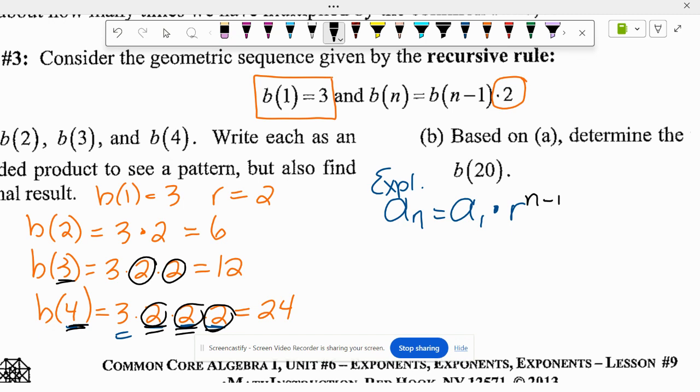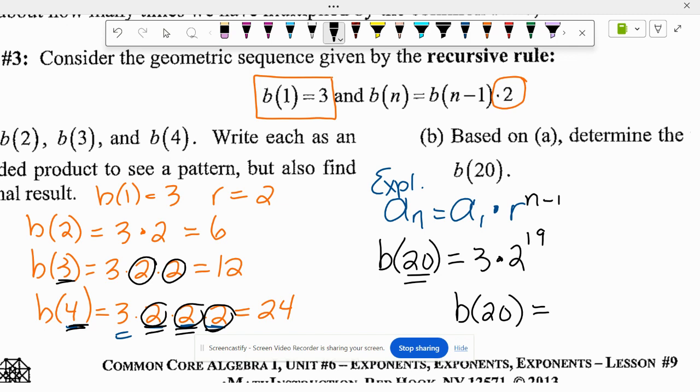So now it's asking us to find the 20th term. So that's b of 20 equals, well, what was the first term in this sequence? What was b of 1? 3 times, what is my common ratio in this sequence? 2. And if I'm looking for the 20th term, n minus 1 is what? 19. So I have to take 3 times 2 to the power of 19 to find the 20th term. 3 times 2 to the power of 19.